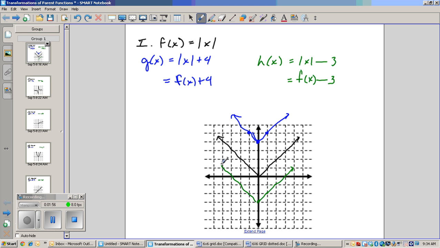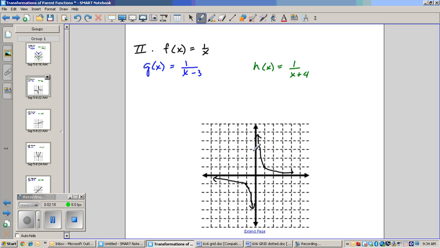Notice that the plus 4 and the minus 3 are outside of the function. If our parameter is outside of the function, then it affects the y's. Now we're going to go to the next example.